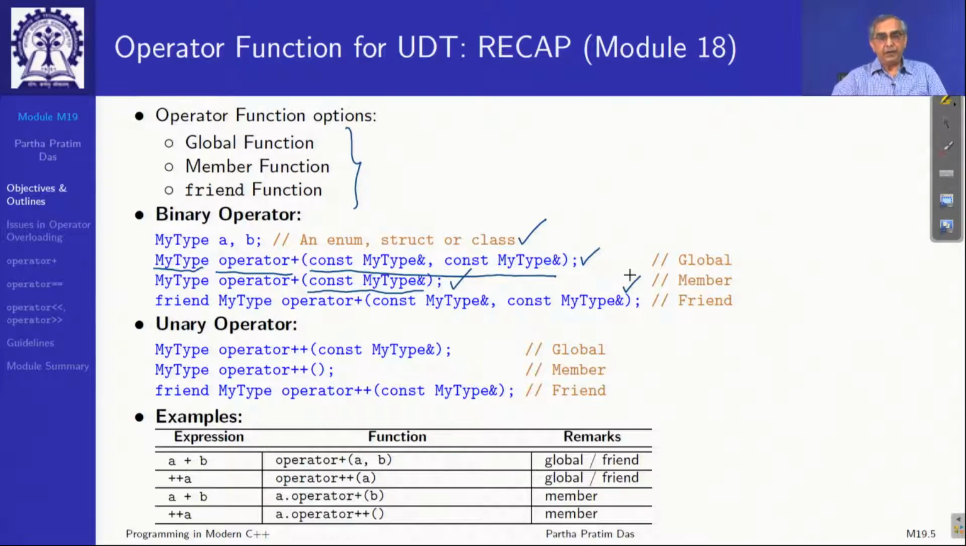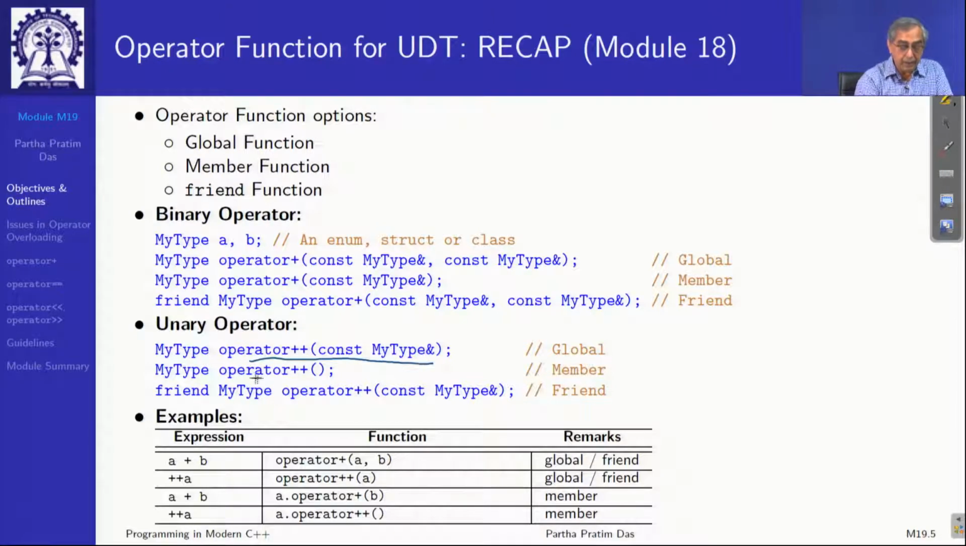Doing it with a friend function is very similar, because it is just like another global function, but it is prefixed with the keyword friend, and its prototype is declared within the scope of the class, declaring that this is the friend function. This is what holds for the binary operators. For unary operator, similarly I can have a global version with one parameter, a member function version with no parameter, or the friend version which is also with one parameter.